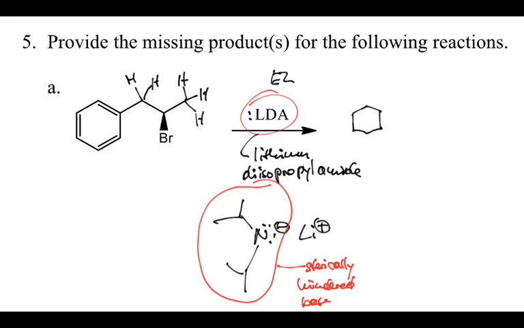Okay, I'll draw you the arrow pushing. LDA takes off the proton, kicks out the halide. We don't have to worry about E or Z in this case, because there is no E and Z, okay? Because there are 2 hydrogens attached here, so we don't need to worry about E and Z, okay? Good?